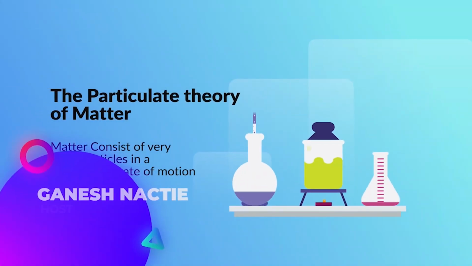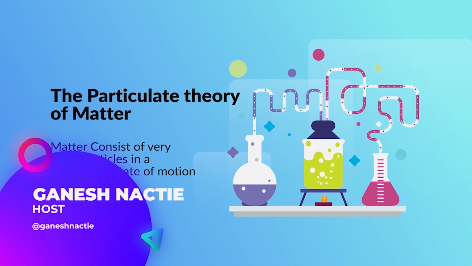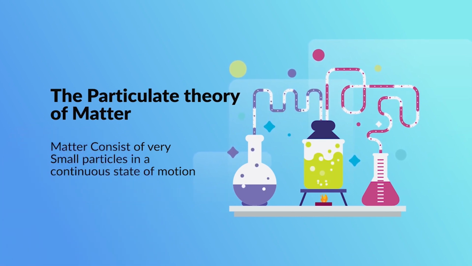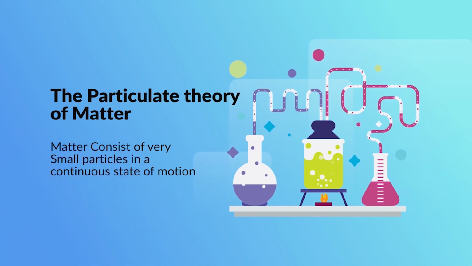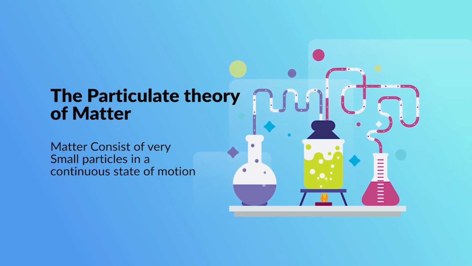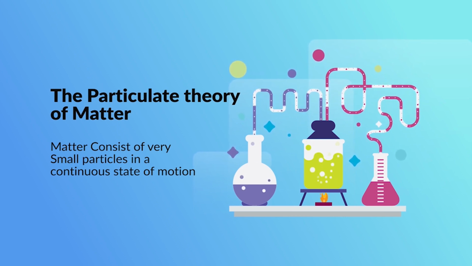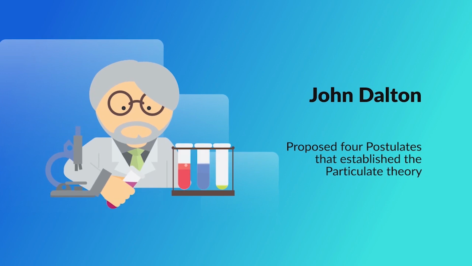In today's lab, we will be looking at the particulate theory of matter. The particulate theory of matter states that matter consists of very small particles in a continuous state of motion. The theory was put forward by English scientist John Dalton in 1808. He proposed that all matter is made of tiny indivisible particles called atoms.